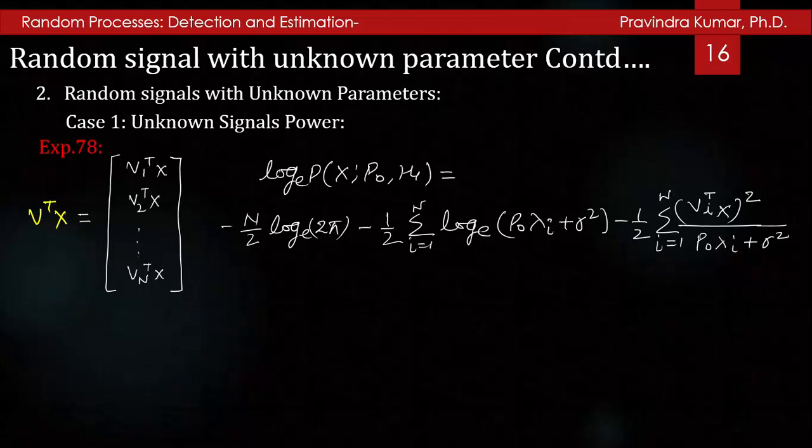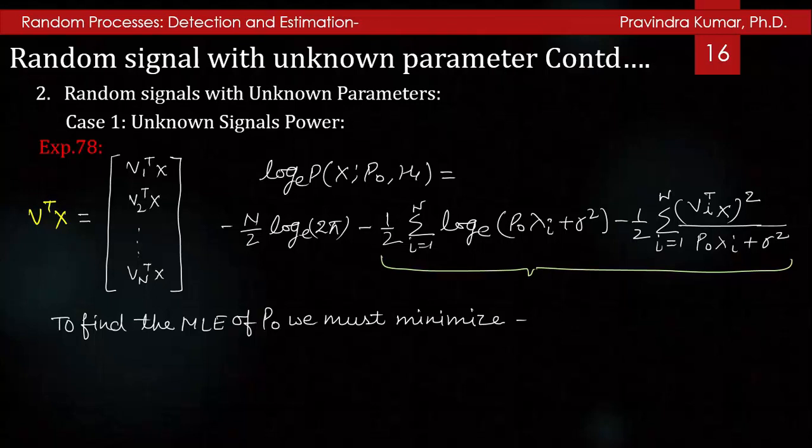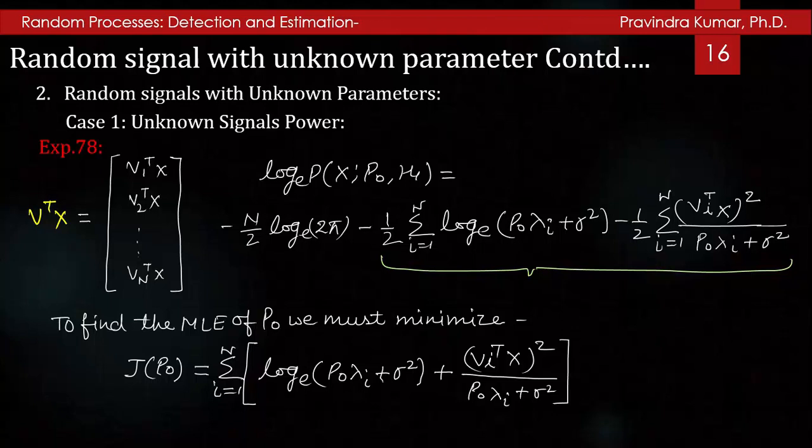To find the MLE of P naught, we must minimize this term. So we should minimize J of P naught, which is a function of P naught: summation i equals 1 to n of log (P naught lambda i plus sigma square) plus (Vi transpose x) whole square upon (P naught lambda i plus sigma square). It is a non-linear equation in P naught, the general solution of which is unknown.